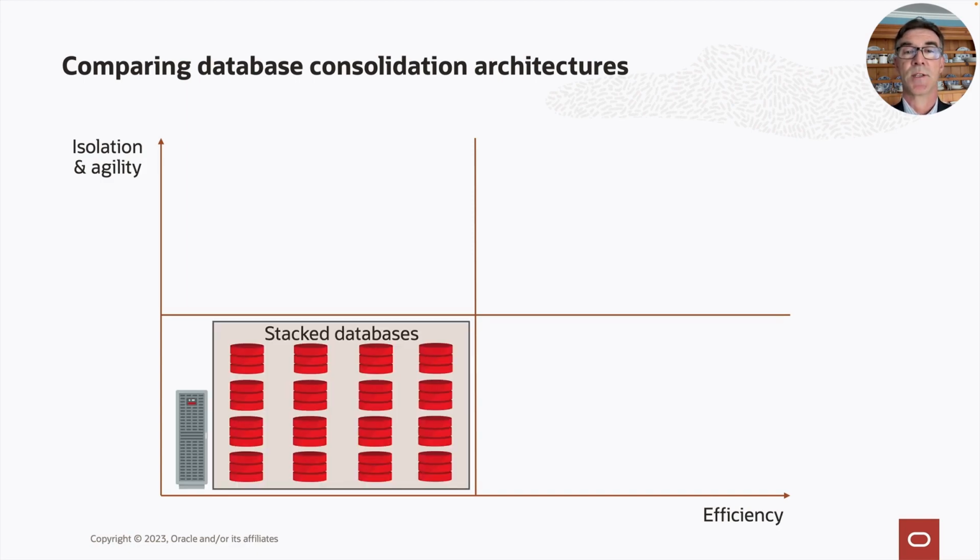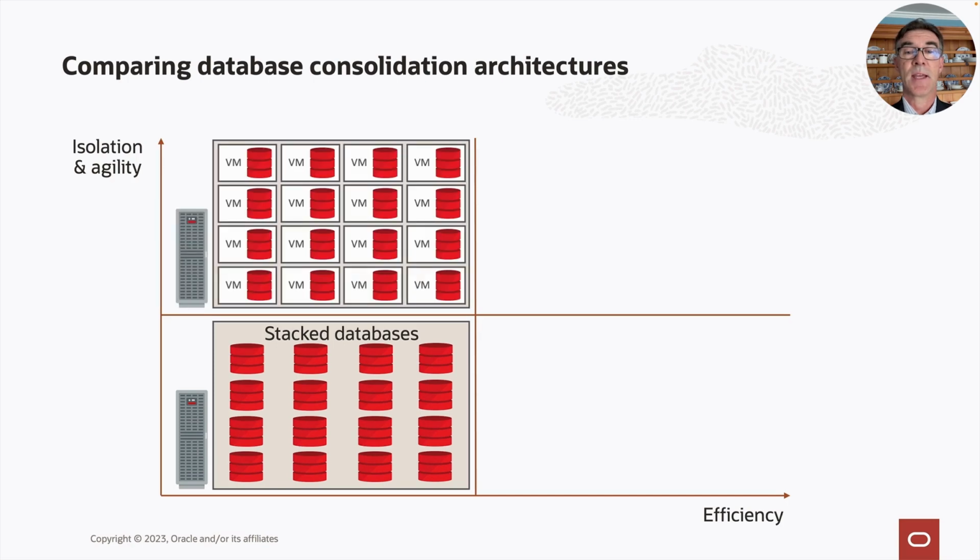A primitive consolidation strategy is just to stack a load of databases into a big server. It's not an efficient model because there's a lot of redundant replication of infrastructure between databases, and each must be managed individually. Isolation is poor because the databases tend to compete for resources, and because they're not very easy to resize or move between servers.